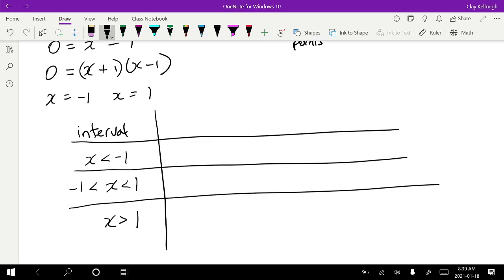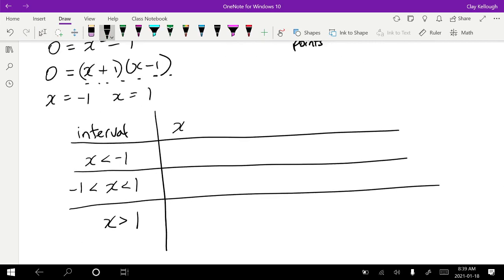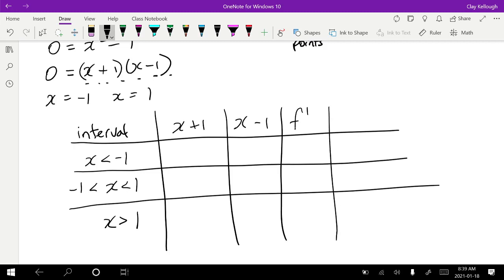So those are my intervals, right? What is this graph doing on either side and between those critical values? Okay, now what's the equation? Well, the equation is 3x squared minus 3, but the part that matters, the part that tells us whether we're going up or down, I'm going to use this factor part. So I'm going to use the two factors, x plus 1 and x minus 1. Then I'm going to tell you if f prime overall is going positive or negative, and then I interpret that.